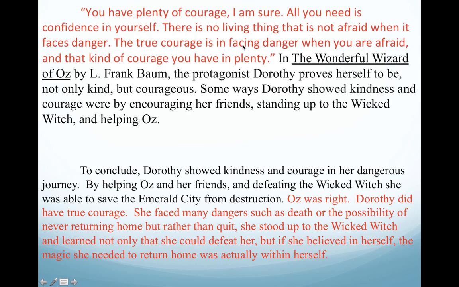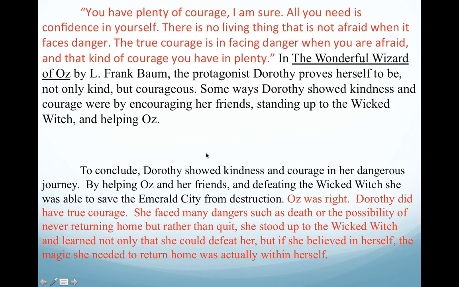So notice up here, my hook is the quote that Oz gave. And it says, "You have plenty of courage, I am sure. All you need is confidence in yourself. There is no living thing that is not afraid when it faces danger. The true courage is in facing danger when you are afraid, and that kind of courage you have plenty."